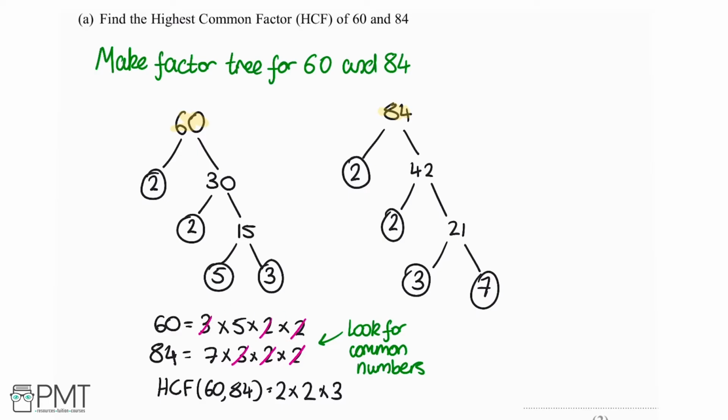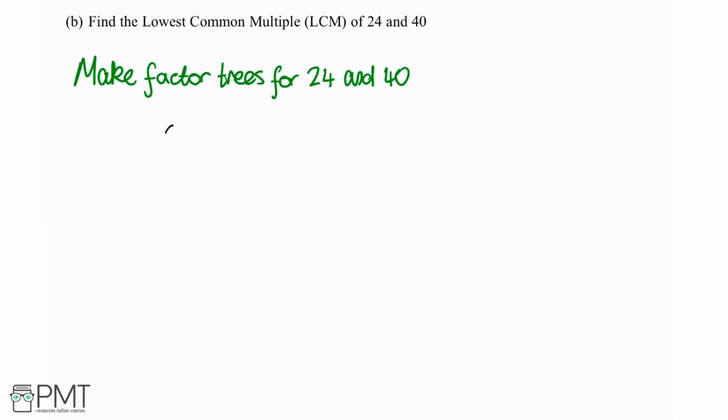So now we're done. So we've got 2 multiplied by 2 multiplied by 3, which equals 12, which is the final answer. So we get our first mark up here for our factor trees, and our second mark for the correct answer of 12. Now part B wants the lowest common multiple of 24 and 40. So again, for this question, we want to create our factor trees. So starting with 24.